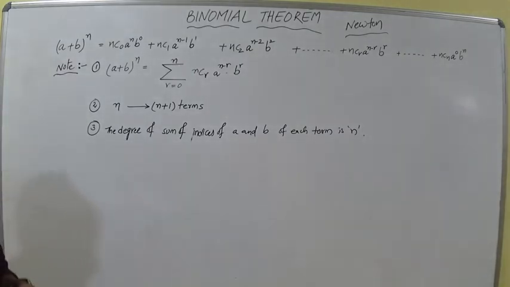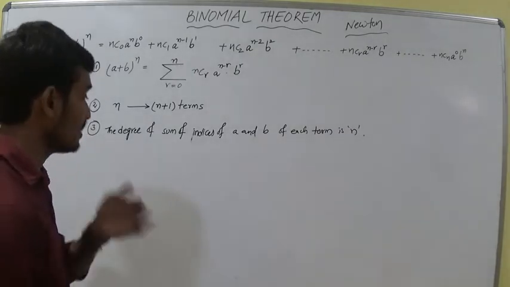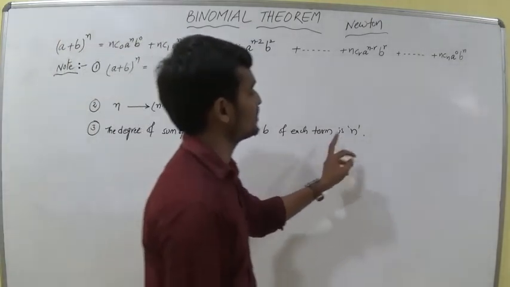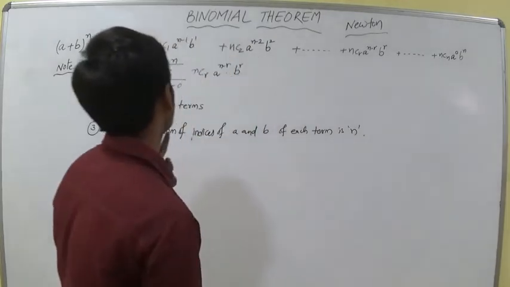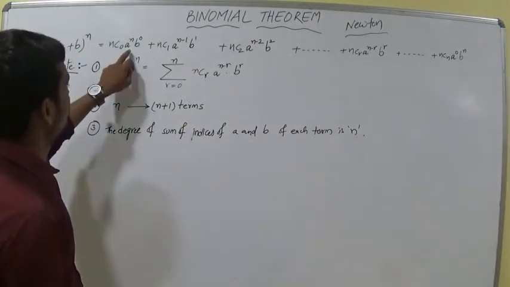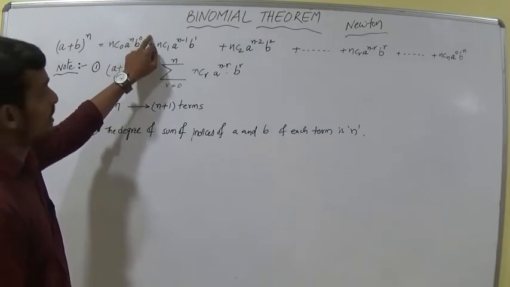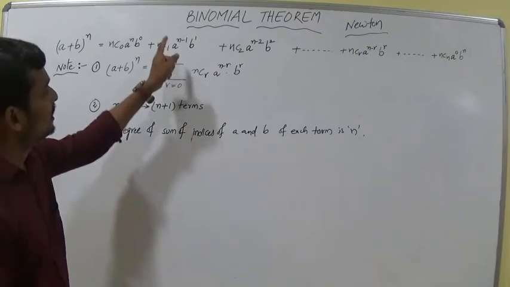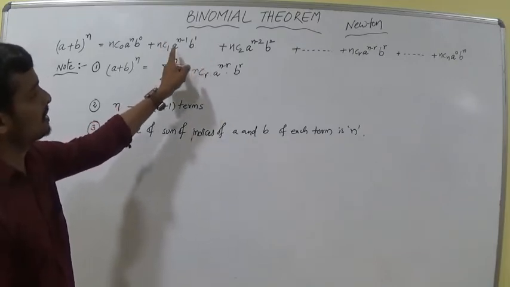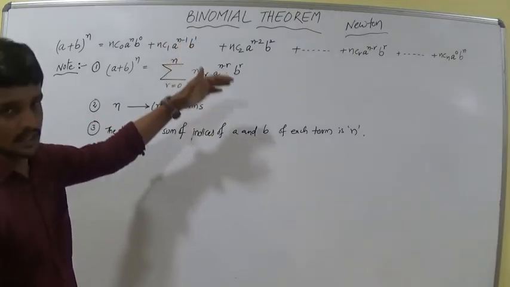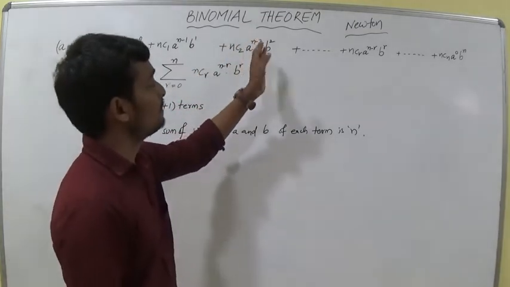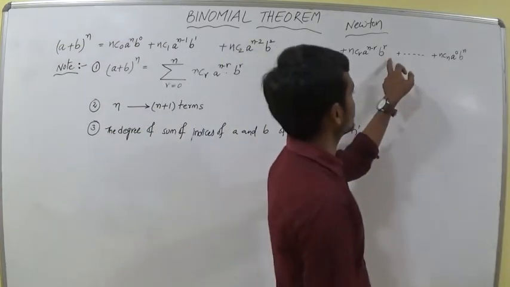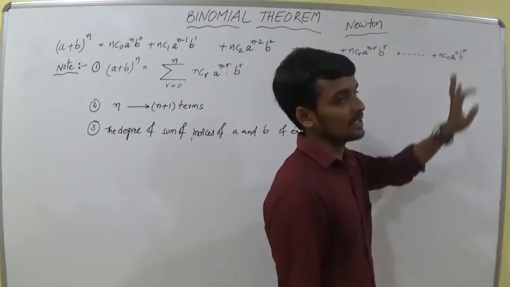If you think you don't understand, this is very easy. The sum of the indices of a and b of each term is n. In the first term, the power of a is n and of b is 0, so n plus 0 is n. Next, n minus 1 plus 1 is n. Then n minus 2, b square, so n minus 2 plus 2 is n. In general n minus r plus r is n, and finally 0 plus n is n.